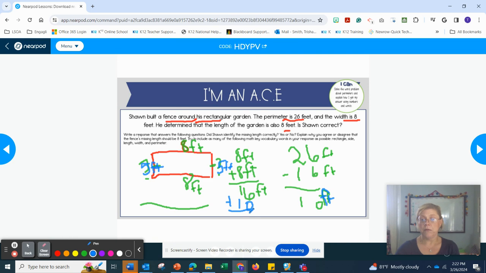6 plus 0. That's 6. Brain hiccup. 1 plus 1, that equals 2. All right. I have 26 feet. So the question was, did Sean identify the missing link correctly? Is the missing link 8 feet?